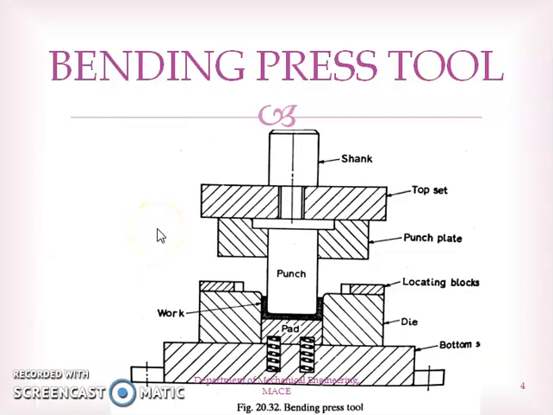This is the schematic diagram of a bending press tool. So here also at the bottom you have the die, then at the top you have the punch, and then you place the sheet metal over this die, and when you exert force with the help of the punch, you will get the required product.